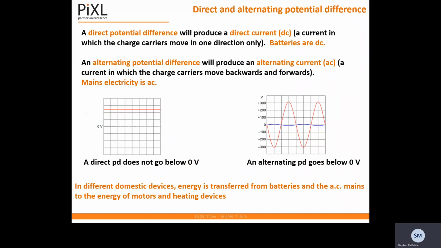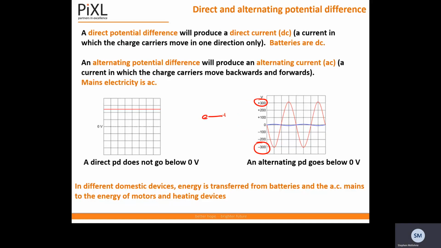What do we need to know? In DC current, there is no change in voltage. It doesn't go positive, it doesn't go negative. In alternating voltage, it does go positive and it does go negative. But there is no difference in the amount of energy transferred between plus 300 volts and negative 300 volts. It's just about the direction that they're going.